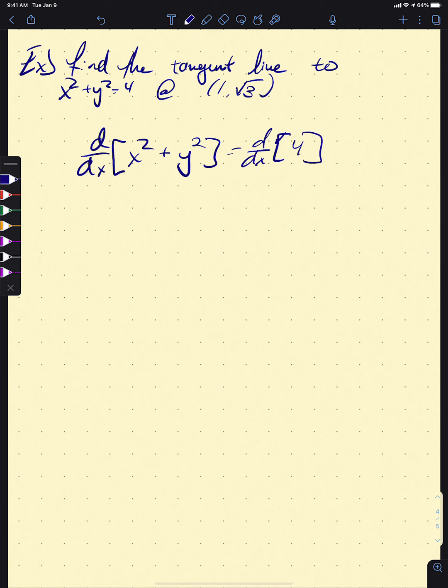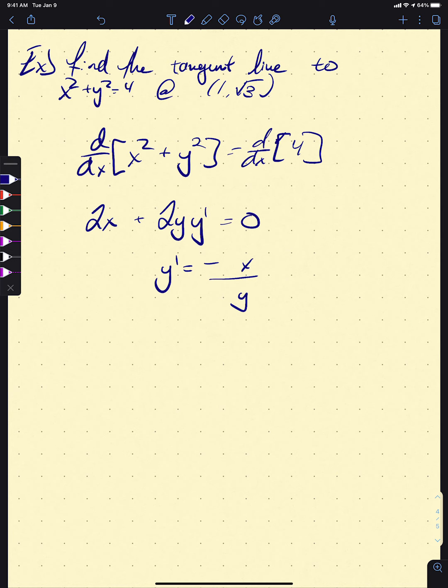d/dx of 4, the derivative of 4, of course, is just going to be 0. As this splits across, we're going to get 2x plus 2y y prime equals 0. Solving for y prime, if I move that 2x over and then divide by 2y, those two cancel, so we get y prime equals minus x over y, right? And then, of course, we have to think about our domain restrictions. Well, of course, this would mean that y cannot equal 0.